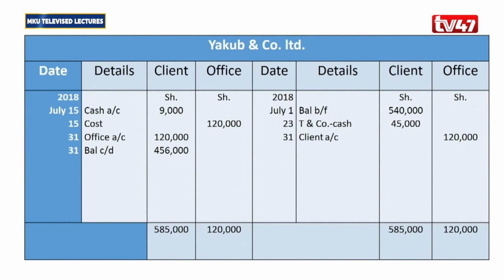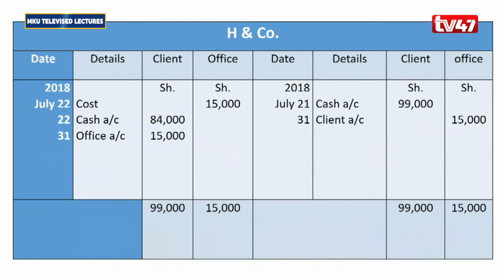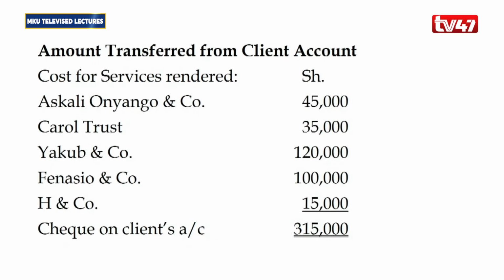However, when you go to where we are drawing the check by the 31st, you go to Yakub, you realize Yakub will contribute 120 of the check of 315,000, which is going to be drawn against all the clients.